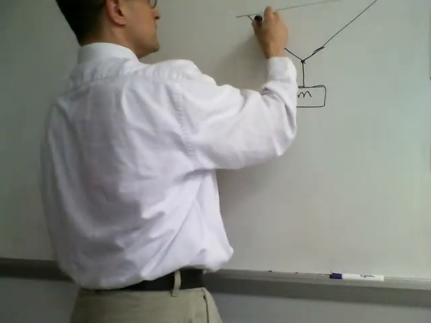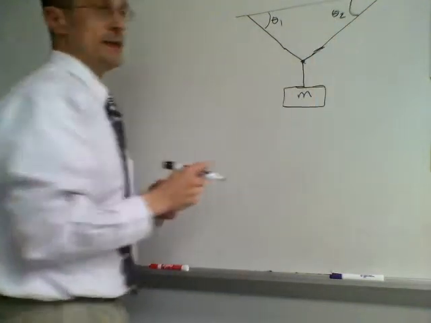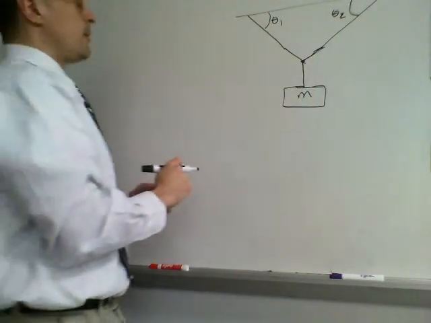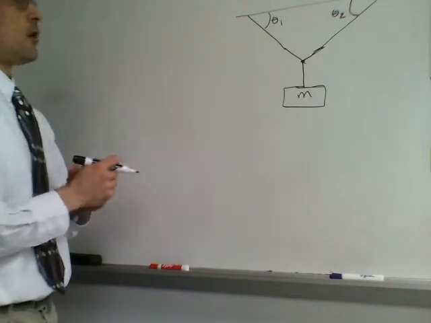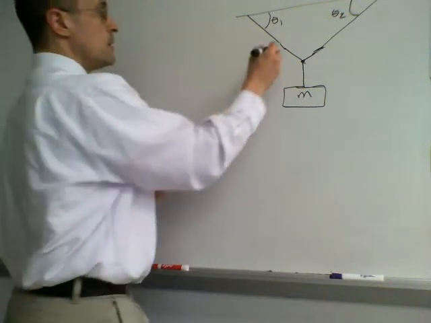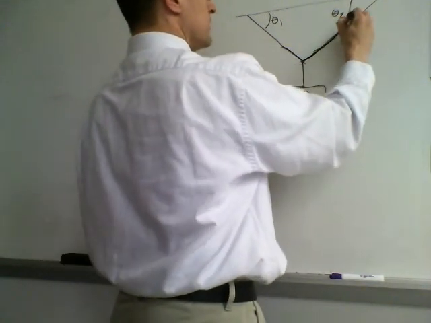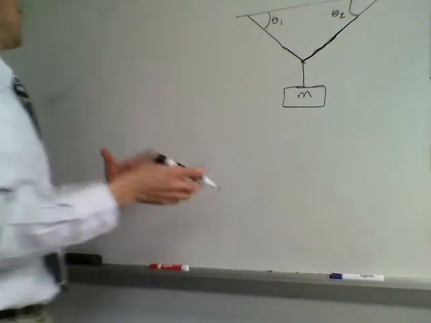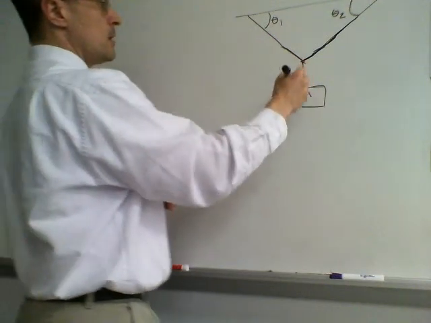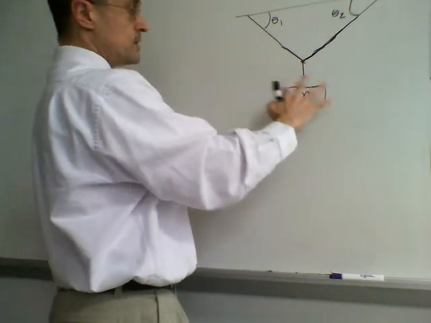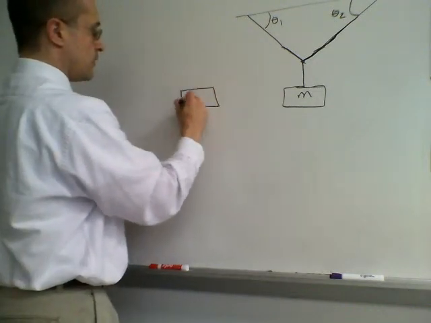This cable is at some angle theta 1, and this cable is at some angle theta 2. We want to look at the tensions and understand the tensions in all the different cables involved. So we will break this system down into steps and attack it in steps. The first thing to think about is what's going on with the block. So let's look at just the block.